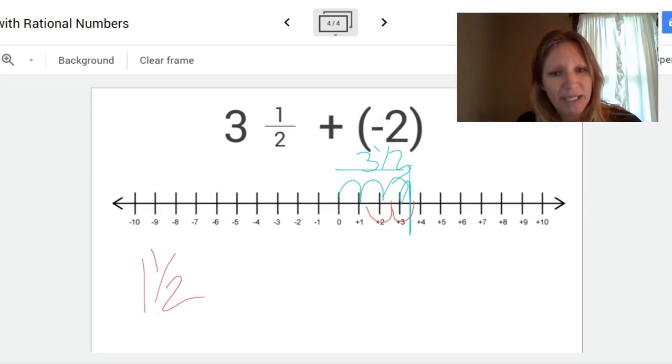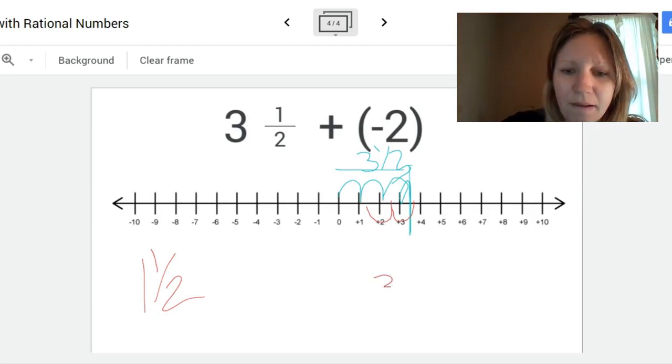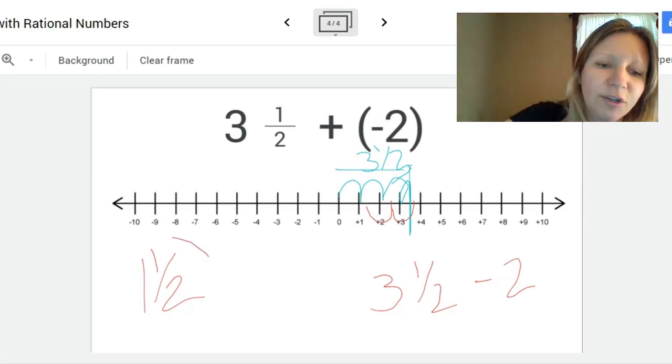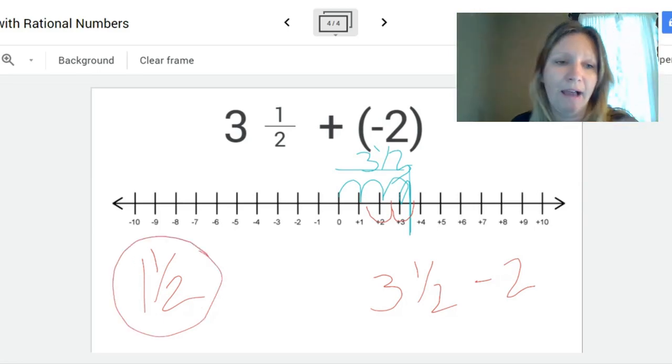But let's think about your teacher's explanations. Different signs, we need to subtract. 3.5 minus 2. 3 minus 2 is going to give me 1.5. And it's going to be positive because the bigger number is positive. So my answer is 1.5.